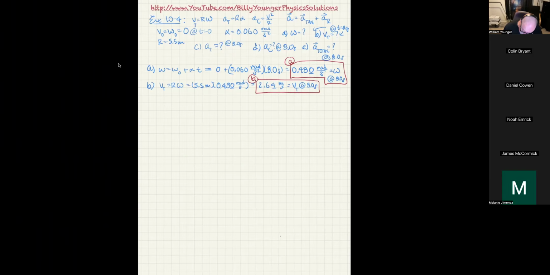In part C, they want to know the tangential acceleration. So that's actually a lot easier than you might think. Tangential acceleration, A sub t, is just equal to R times alpha. So all we have to do is put in the 5.5 meters and the 0.060 radians per second every second. And that is 5.5 times 0.06 is 0.330, and that is meters per second every second.